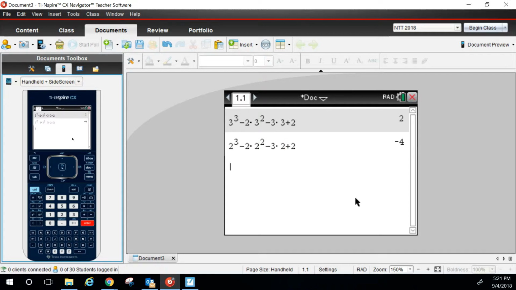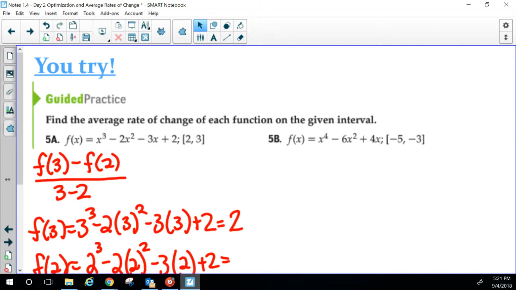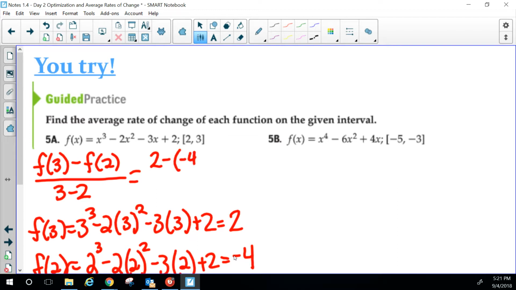When we hit enter, it tells us that's negative 4. So up here, I've got positive 2 minus a minus 4 all over 3 minus 2, which is 1. 2 minus a minus 4 is really 2 plus 4, which would be 6. All right, that's it for 5A. That's the kind of work that I would expect to see on your paper.